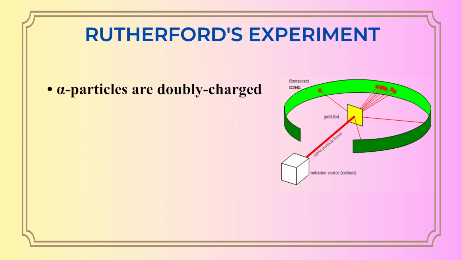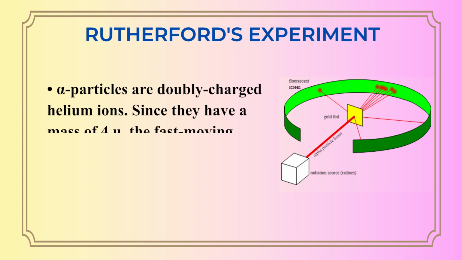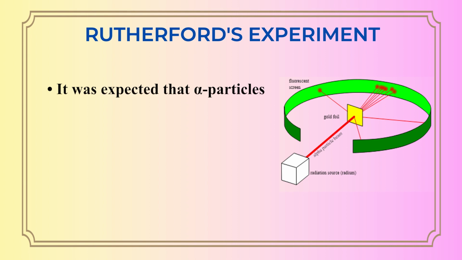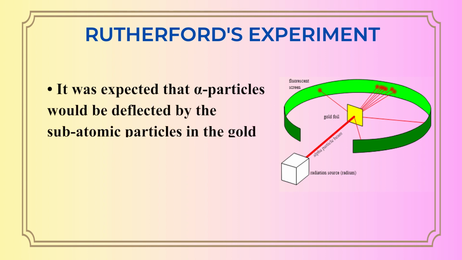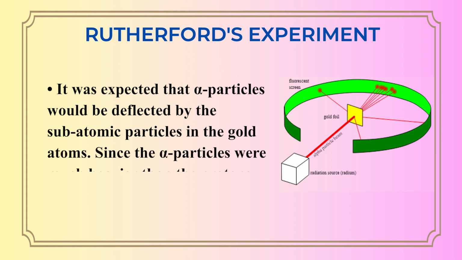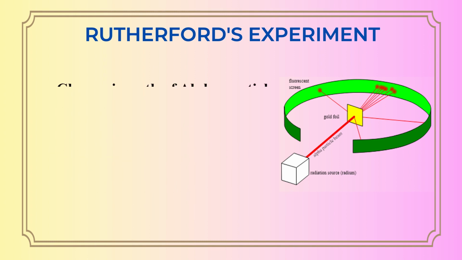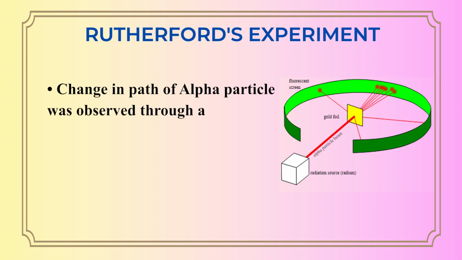Alpha particles are doubly charged helium ions. Since they have a mass of 4 unit mass, the fast moving alpha particles have a considerable amount of energy. It was expected that alpha particles would be deflected by the subatomic particles in the gold atoms. Since the alpha particles were much heavier than the protons, he did not expect to see large deflections. Change in path of alpha particles was observed through a fluorescent screen.